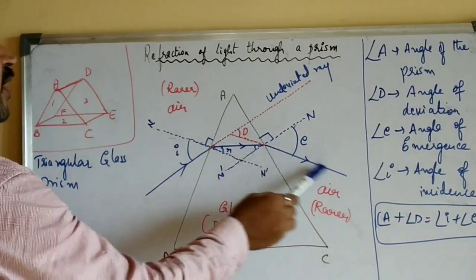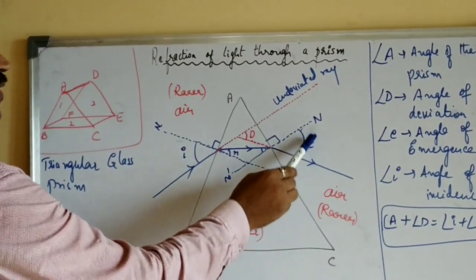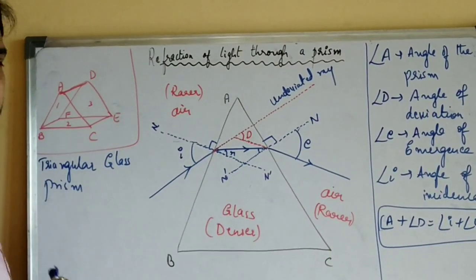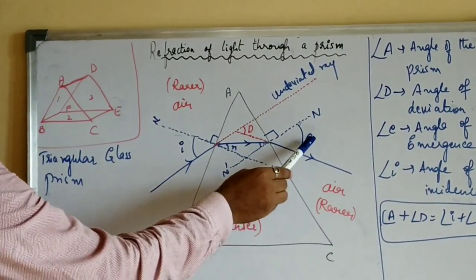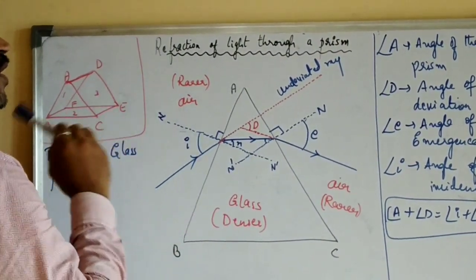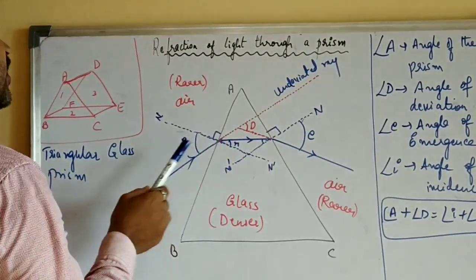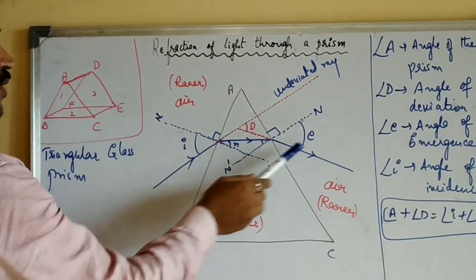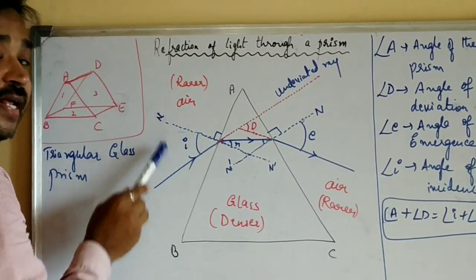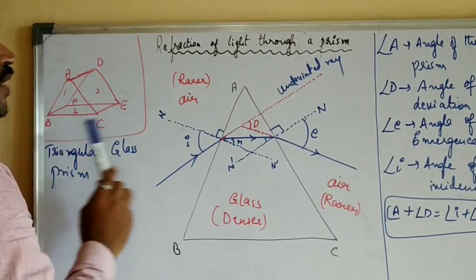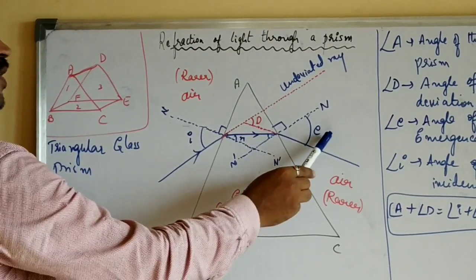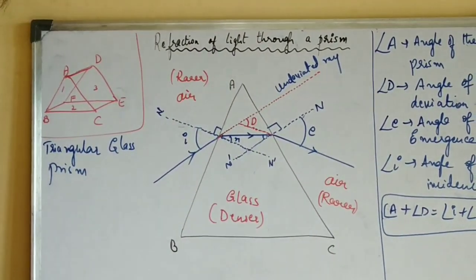Now that emergent ray is making an angle E with the normal N dash. See the angle of emergence. Angle of emergence you can see. Angle of refraction also you can see. So this is the angle of emergence. This is the angle of refraction. Sorry, this is the angle of emergence. This is the angle of incidence. I is the angle of incidence. R is the angle of refraction. And E is the angle of emergence.